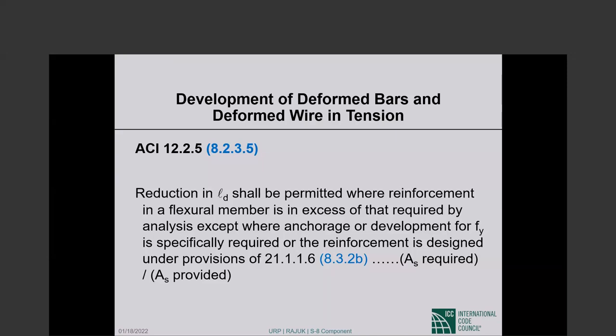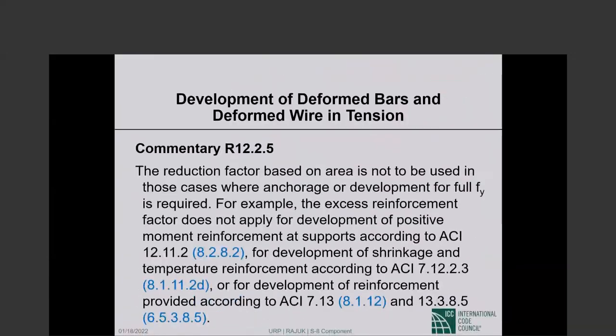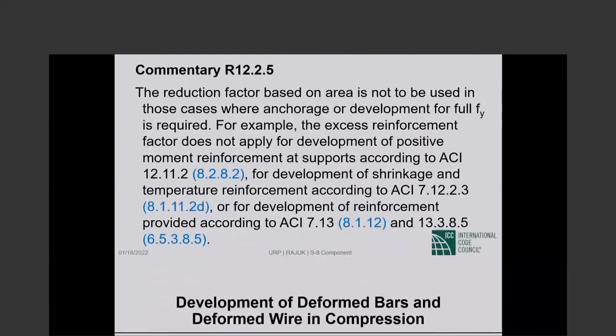The excess reinforcement reduction. So that is explained here, and I will let you read. This tells you what I said, that when full F sub y is required to be developed by the code, you cannot take the excess reinforcement reduction.